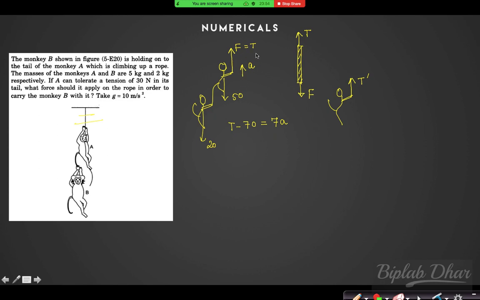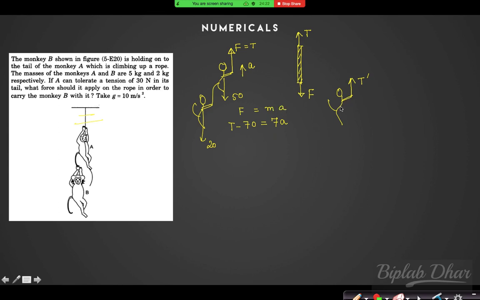This is a free body diagram where the force on this upper monkey is the tension, and the downward forces are their weights, and the system is moving upward with constant acceleration a. Or at this instant its acceleration is a. I can write this equation: T minus 70 is equal to mass into acceleration, right? I have used Newton's second law here: F is equal to mass into acceleration.